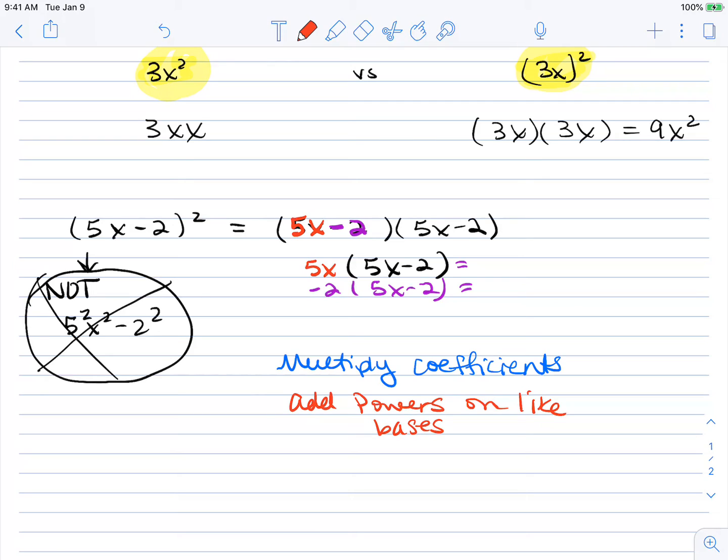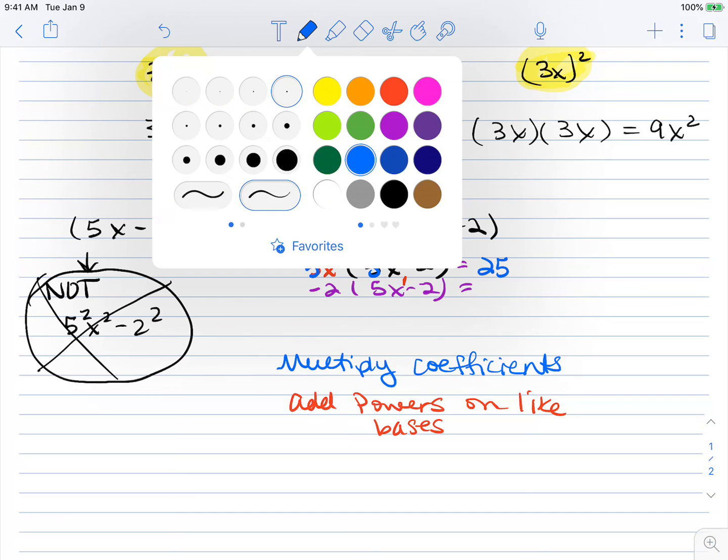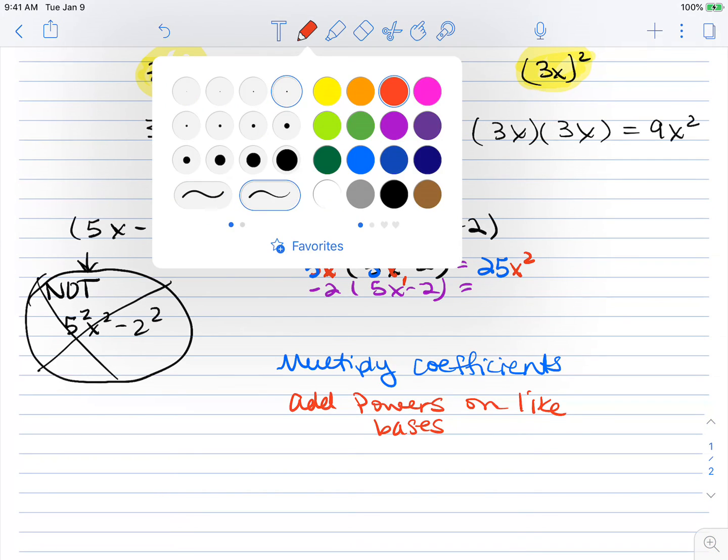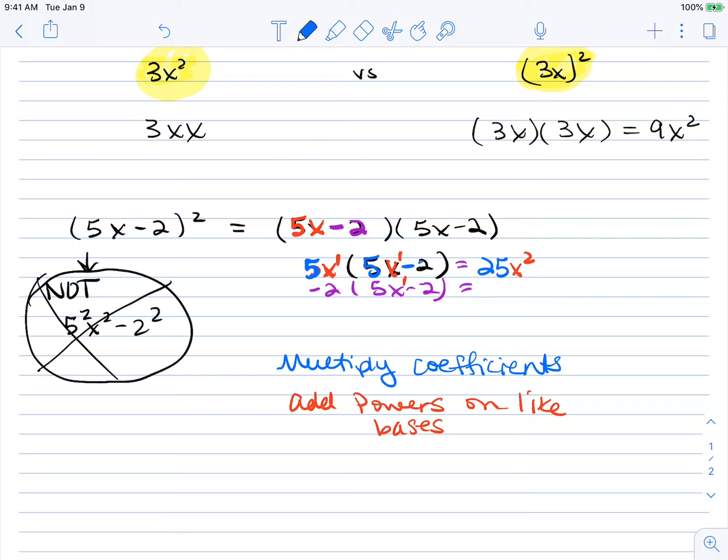If I want to add powers on like bases, I have to put my powers in where I can't see them. This is really an x to the 1, and this is an x to the 1, and this is an x to the 1. If I can't see that there are powers of 1 on my x's, I will forget to add the powers there, so I write them in. I do myself a favor. So I'm going to multiply the coefficients first, and then I'm going to add the powers when I have like bases, and that's going to be x to the 1 and x to the 1, which is x to the 2.